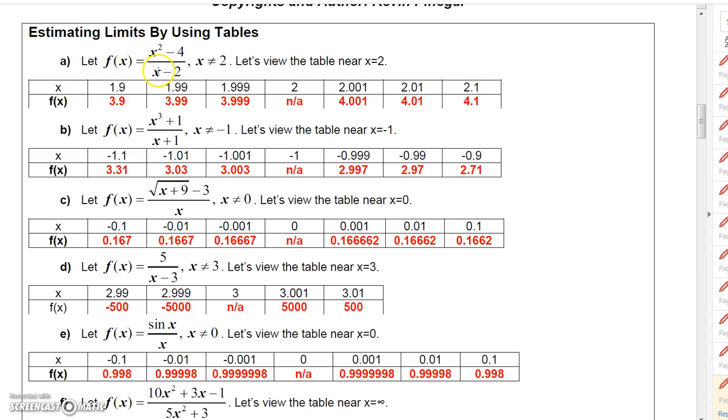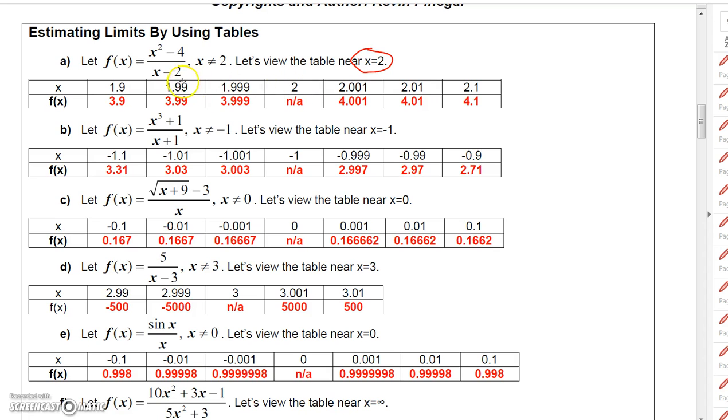Okay, now I purposely haven't introduced the notion of a limit yet, but let's go ahead and look at these functions in a table. Let's say we wanted to know what this function was going to do near x equal 2.